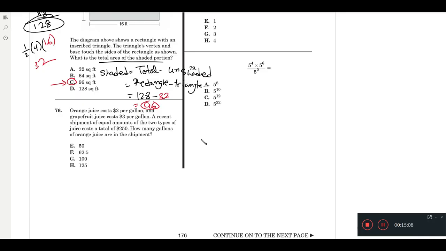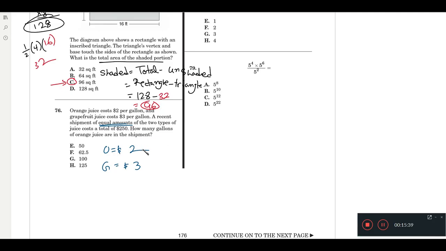Now look at this. Orange juice is how much? $2 per gallon, right? And the grapefruit juice is $3 per gallon. And the recent shipment of equal amounts of the two types of juice costs a total of $250. Equal amount means what? It's like it's divided in half. The equal amount means like a gallon.